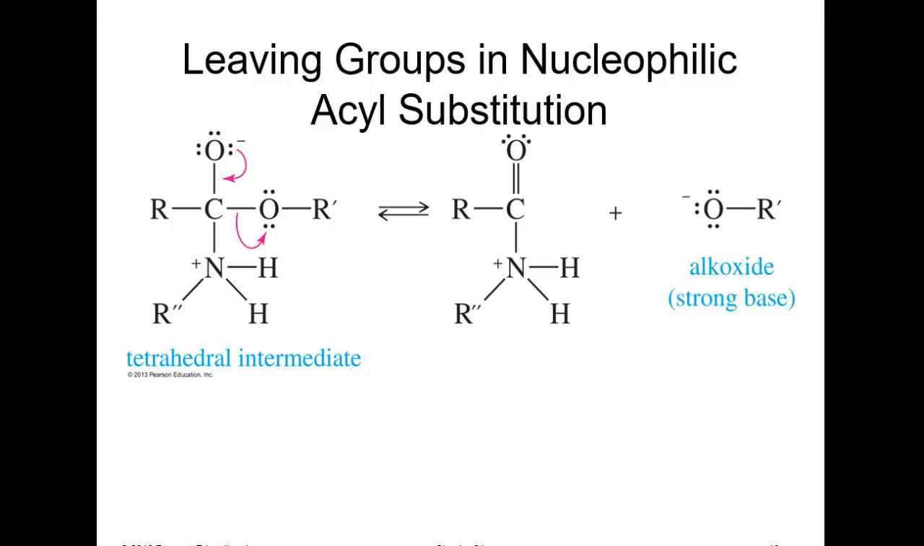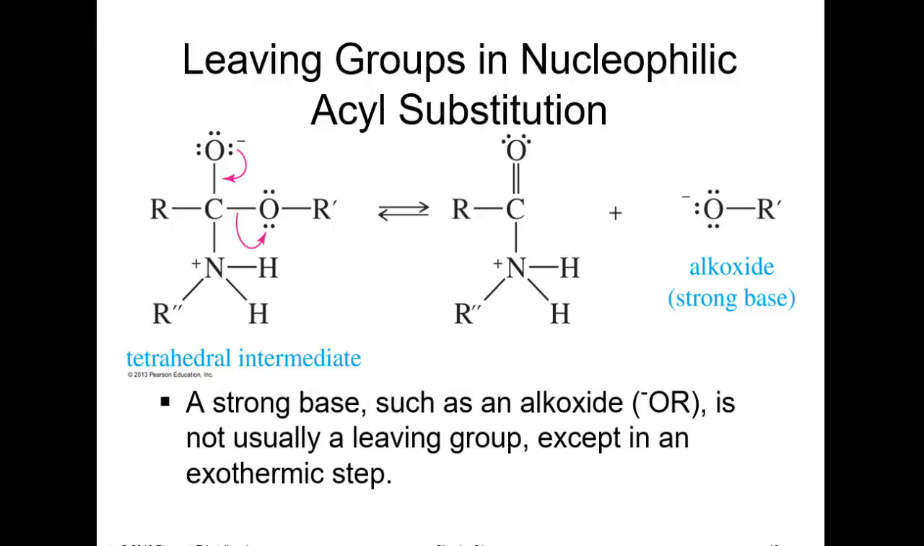Leaving groups in nucleophilic substitution. Just talking about RO minus as the leaving group. You have a strong base, which deprotonates. But notice it's not usually a leaving group. RO minus is not a good leaving group. But this reaction is exothermic. Why is it exothermic? Because your product is so much more stable than the ester.